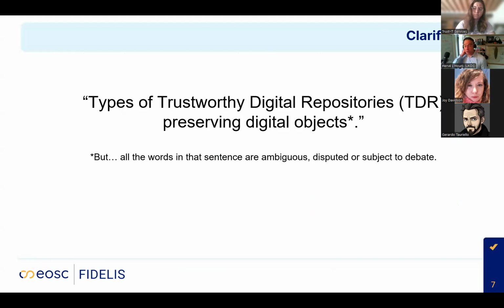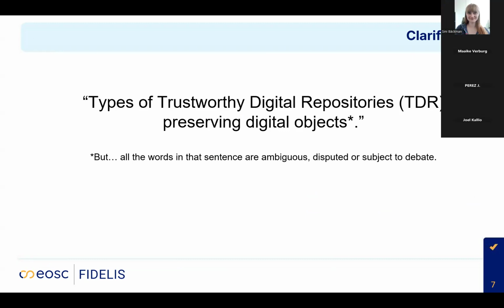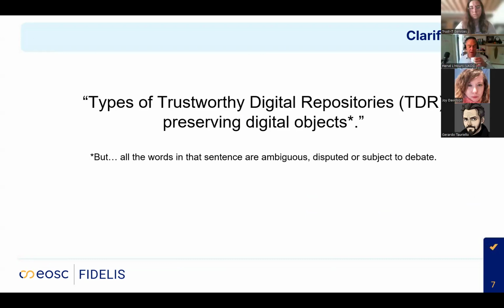So far, so good. So the key stakeholders for the FIDELIS network are all the different types of trustworthy digital repositories preserving digital objects. And the small print on that is all of the words in that sentence are ambiguous, disputed, or subject to debate. So we'll go over a little bit of background, which helps explain why we've taken a particular approach to pulling together the matrix the way we have.